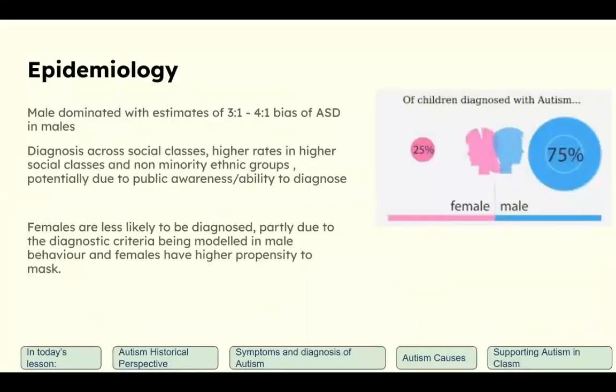Autism is a male-dominated condition with approximately a 3-to-1 to 4-to-1 bias of autism in males. Diagnosis across social classes is higher in rates of higher social class and non-minority ethnic groups, potentially due to the public awareness and ability to diagnose being centered around males from these groups. Females are less likely to be diagnosed, partly due to this diagnostic criteria and also due to a higher propensity to mask.